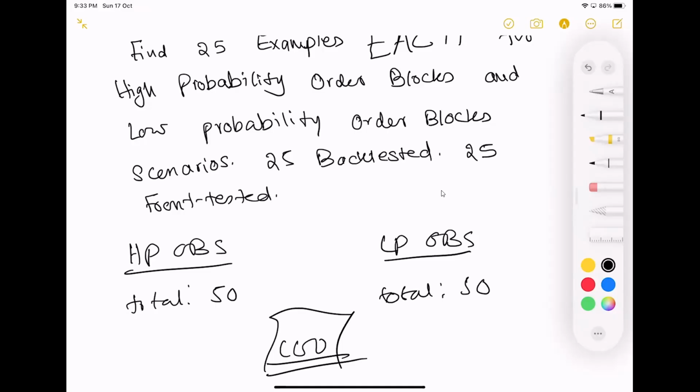Right? So we have 25 back tested, 25 front tested, 50. 25 back tested, 25 front tested, 50. So total 100, right? That's all. Now let's go look at some examples.